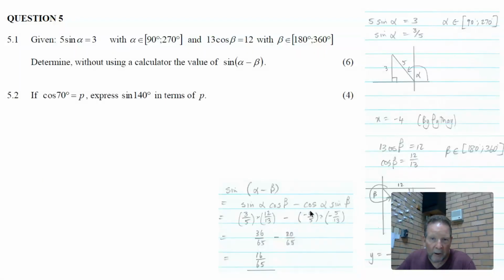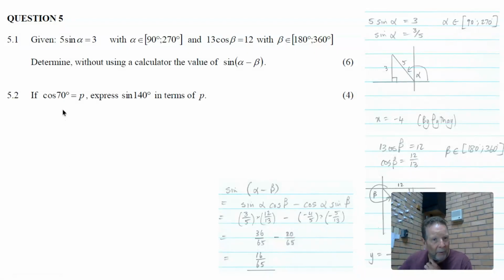But you know the cosine of alpha must be minus 4 over 5, adjacent over hypotenuse. Sine of beta must be minus 5 over 13, opposite over hypotenuse. Just put those numbers in your calculator, or you could probably know that 5 times 13 is 65. The answer is going to be 16 over 65.